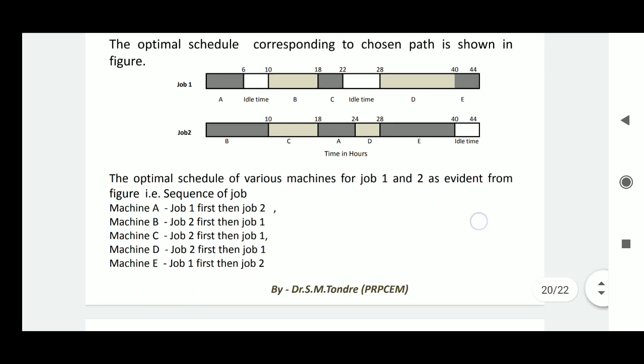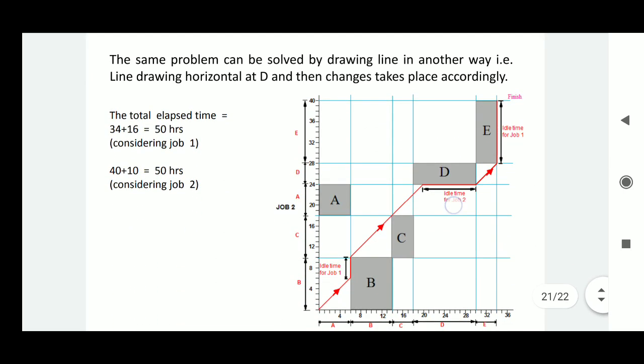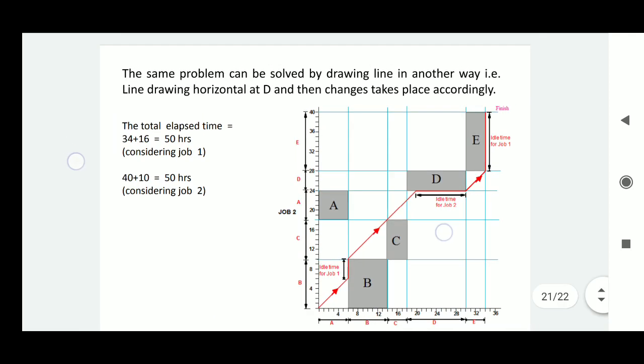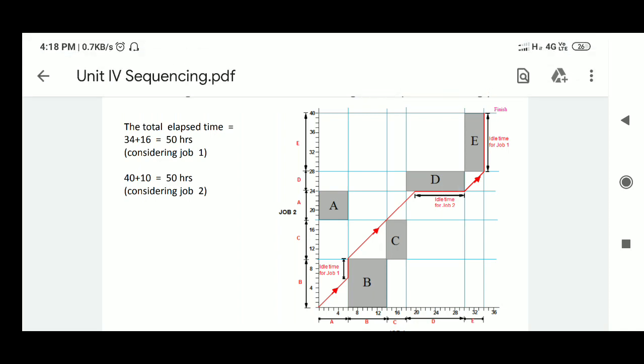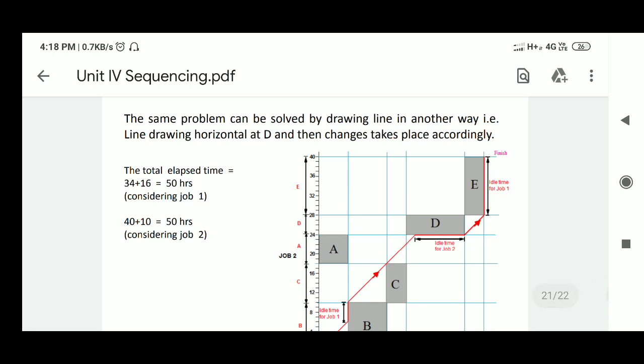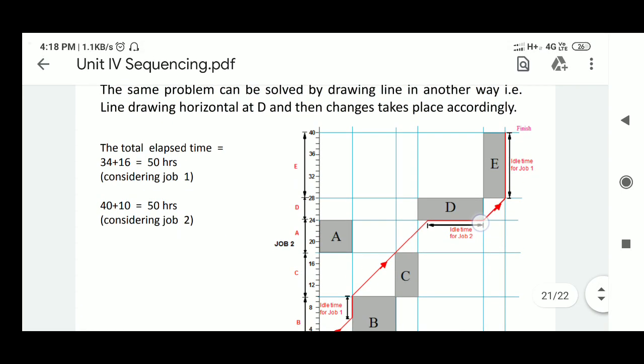This problem can be solved in another way also. While making this 45-degree line, if you do not pass it in a vertical direction, it will go and touch here at the point D. Then by making a horizontal line here, then a 45-degree line and then a vertical line, the problem can also be solved.